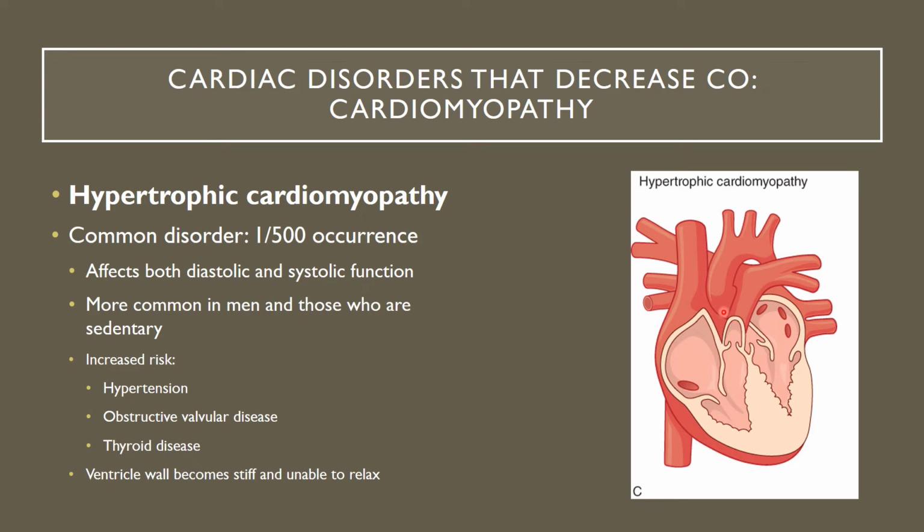And so stenosis of the valve, or stenosis of the aorta up here, could also lead to this hypertrophy of the myocardium. And then we could also have thyroid disease. What ends up happening in this disorder is that the ventricular wall is too stiff and it is unable to relax. So you can't fill it properly because it doesn't relax. You can't generate a strong contraction, really. So we see systolic and diastolic function both affected.